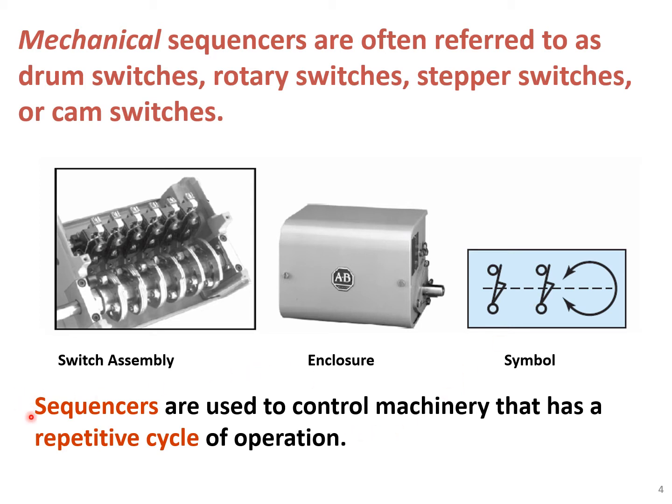Sequencers are used to control machinery that has a repetitive cycle of operation. Okay, so the shaft rotates, goes through the cycle and opens and closes switches. Here you could see a switch assembly, okay, inside a bunch of cam followers, and cams are installed on the shaft, and this is an enclosure of the switch. Okay, so all those switches are inside, and this is the main shaft.